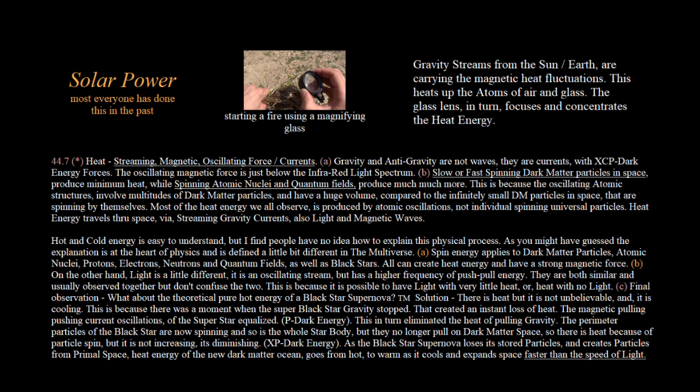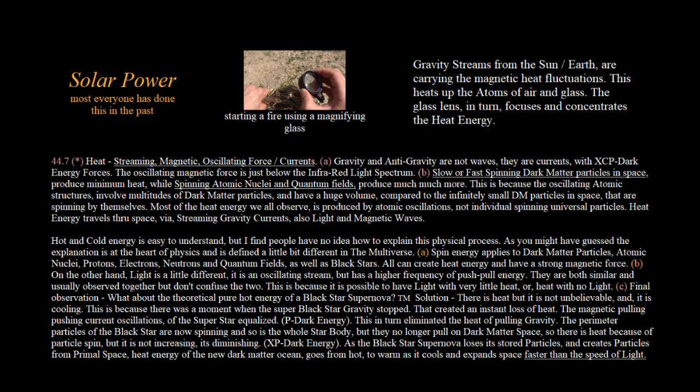44.7 heat, streaming, magnetic, oscillating force, currents. A, gravity and anti-gravity are not waves, they are currents, with XCP dark energy forces. The oscillating magnetic force is just below the infrared light spectrum.